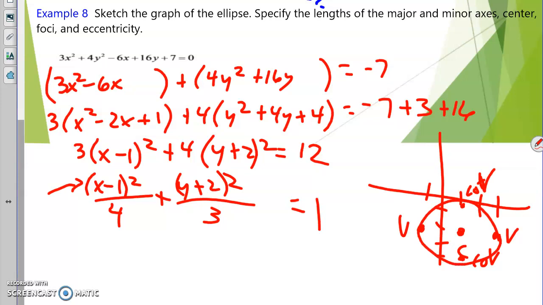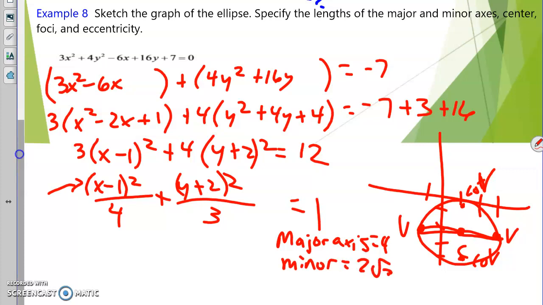Those values that I just found are not asked for, but the major axis is, so I'm going to write that my major axis is, of course, 4, 2 on this side, 2 on that side, and my minor axis, we said, was the square root of 3 in both directions, so 2 of those would be my minor axis. We already said the center.